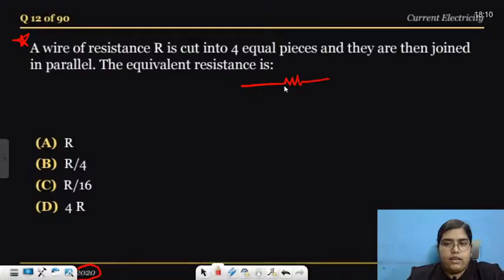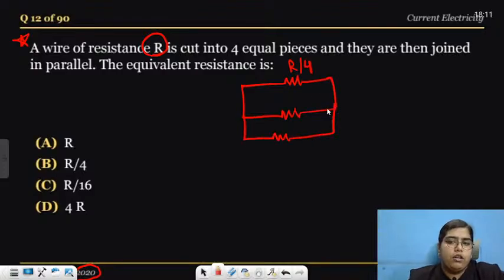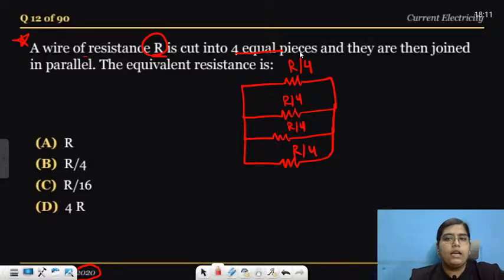if a wire is cut into 4 parts, and the total resistance of the wire was R, then for one piece the resistance will be R by 4. And then you are connecting all these 4 pieces in parallel. So basically, you have R by 4, R by 4, R by 4, R by 4 in parallel. The question is saying a wire has resistance capital R, cut into 4 equal pieces, R by 4 each, and then they are joined in parallel.